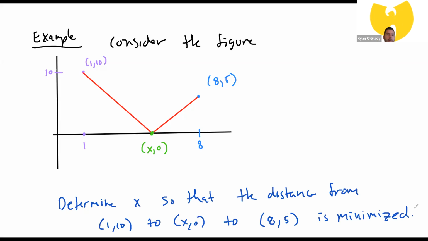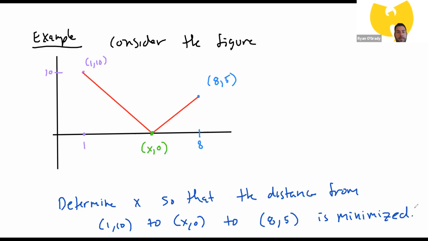So you could imagine that the shortest way to get from (1, 10) to (8, 5) is a straight line, but we can't do that. We have to go somewhere else first. So this is a very, very simplified version of, hey, I want to go from point A to point B, but I have to go to point C first. What's the quickest way to do it?